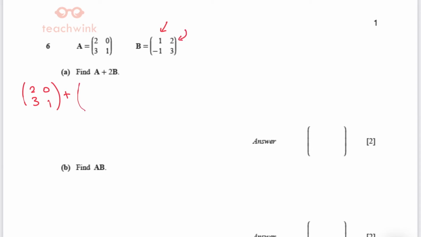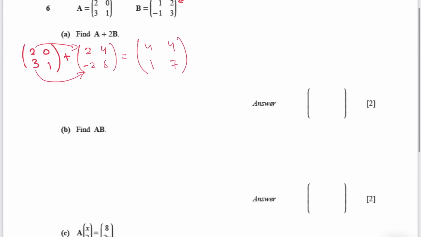2 times 1 gives you 2, 2 times 2 gives you 4, 2 times negative 1 gives you negative 2, 2 times 3 gives you 6. When you add, 2 plus 2 gives you 4, 0 plus 4 gives you 4 as well, 3 minus 2 gives you 1, and 1 plus 6 gives you 7. This is your answer. You write it over here, 4, 4, 1, 7.